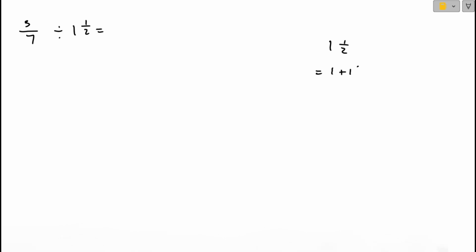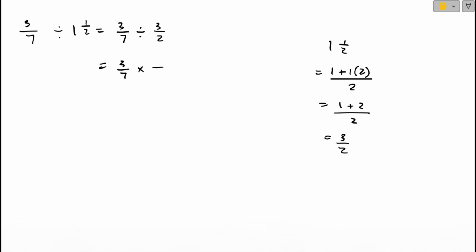1 plus 1 times 2, so 1 plus 1 times 2 will give us 2. 1 plus 2 is 3 over 2. Okay, so let me just rewrite this over here. Okay, let's change this to multiplication and the reciprocal. It's 3. Okay, so 7 times 3, 7, 14, 21. And 3 times 2 is 6.